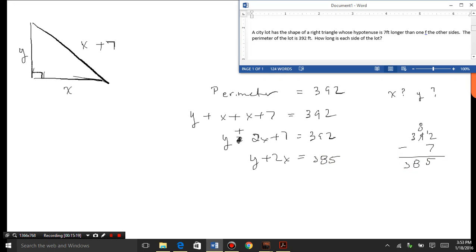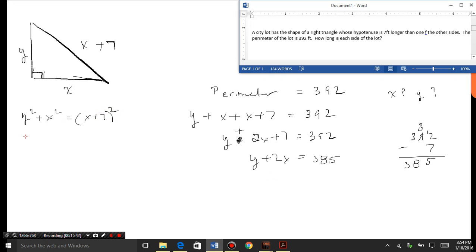But do we know anything else? This has two variables in it. I can't solve for anything with two variables with just one equation. I need two equations to solve for two variables. So what else do we know? Well, the Pythagorean theorem is the most obvious: y squared plus x squared equals (x plus 7) squared. And then I think I could just substitute in and grind it out, right? I think that makes sense.